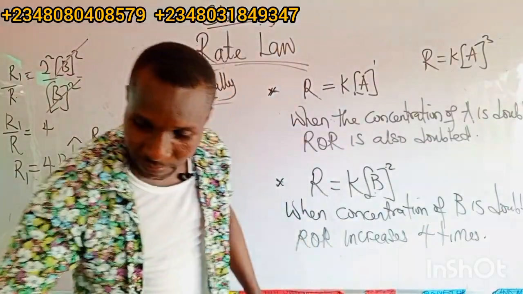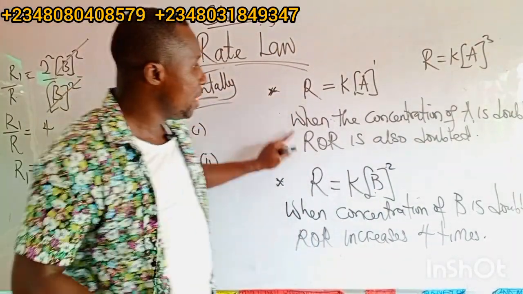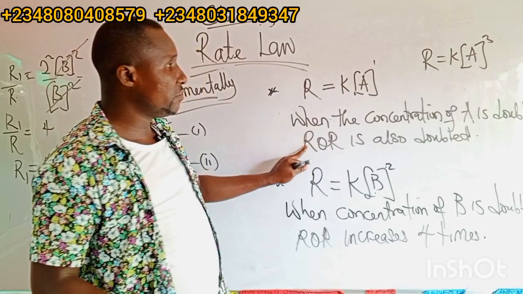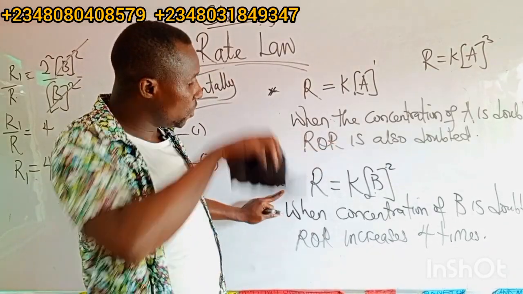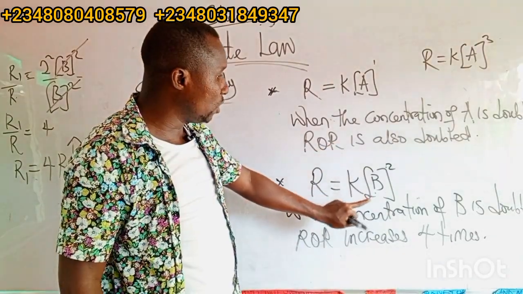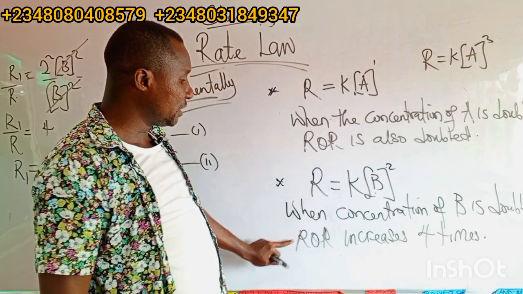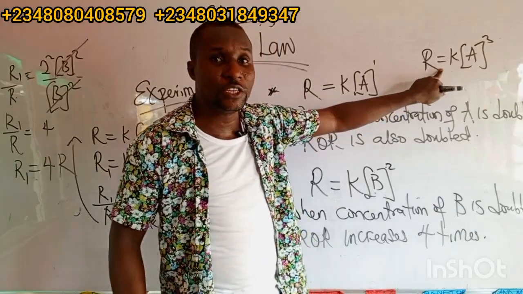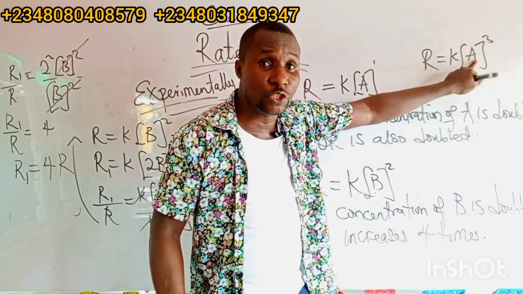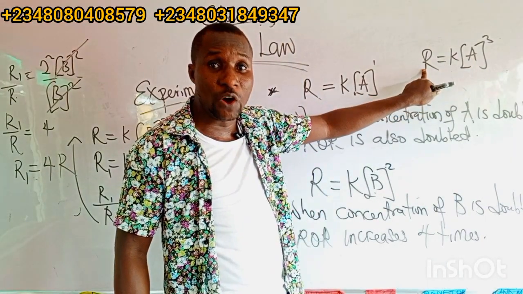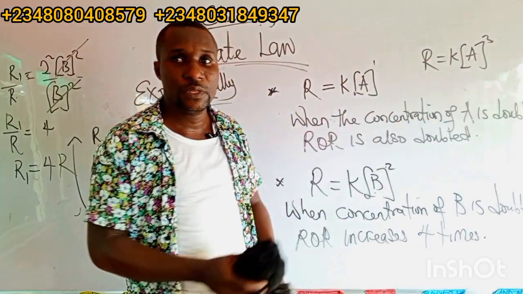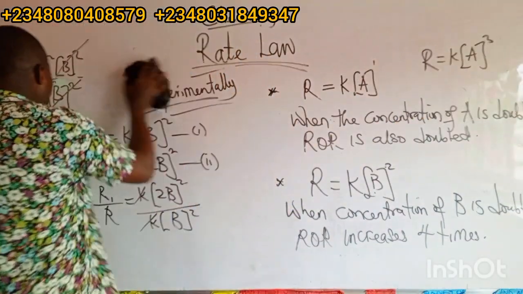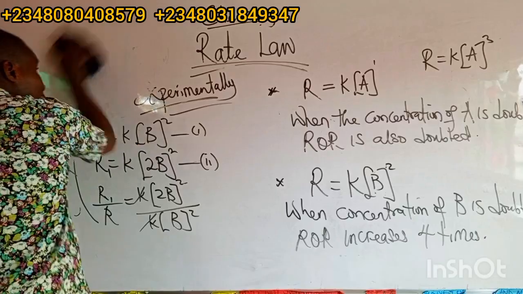Let us move. First order, when concentration of A is doubled, rate of reaction is doubled. In second order, when concentration is doubled, rate of reaction increases 4 times, which we proved here. In third order, when concentration is doubled, rate of reaction increases 8 times. Take note of that. Then let's move further.